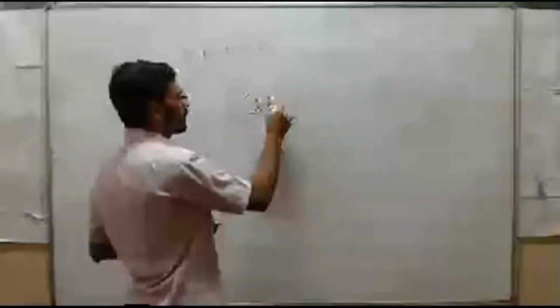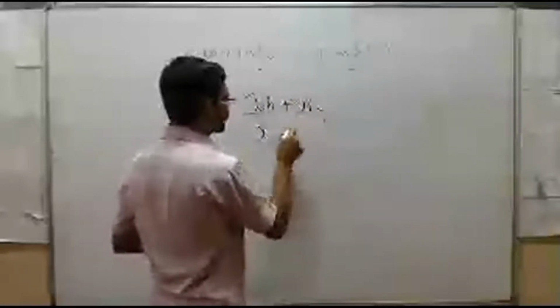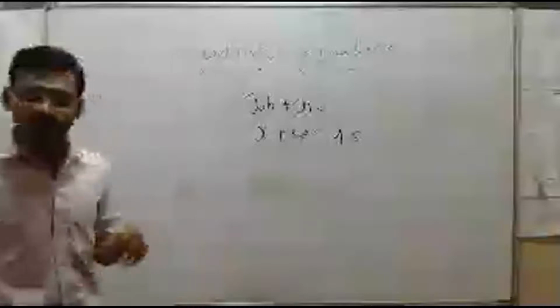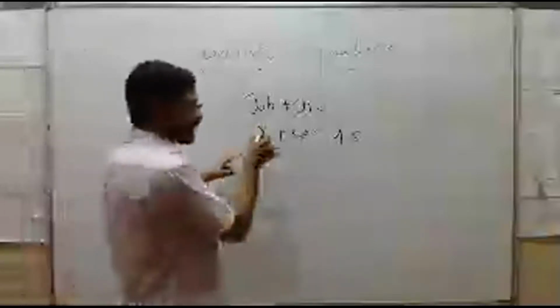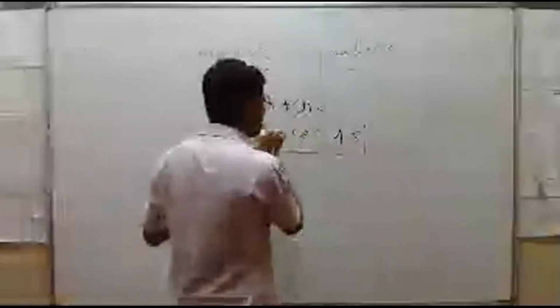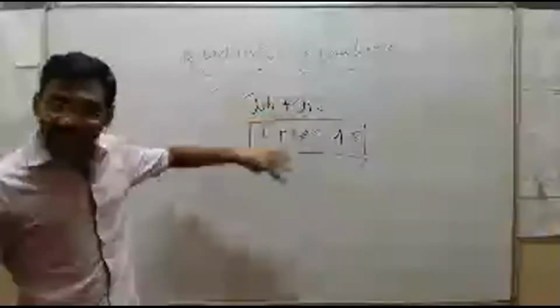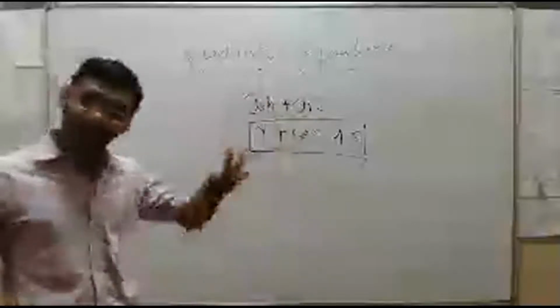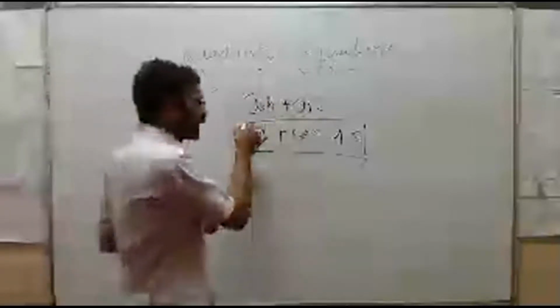Some students are asking to take John as x and Jeevanti as y, so that John x plus Jeevanti y is equal to 45. Okay, yes, but this equation, John plus Jeevanti, we are not able to solve directly. We should convert this situation into the form of a quadratic equation.